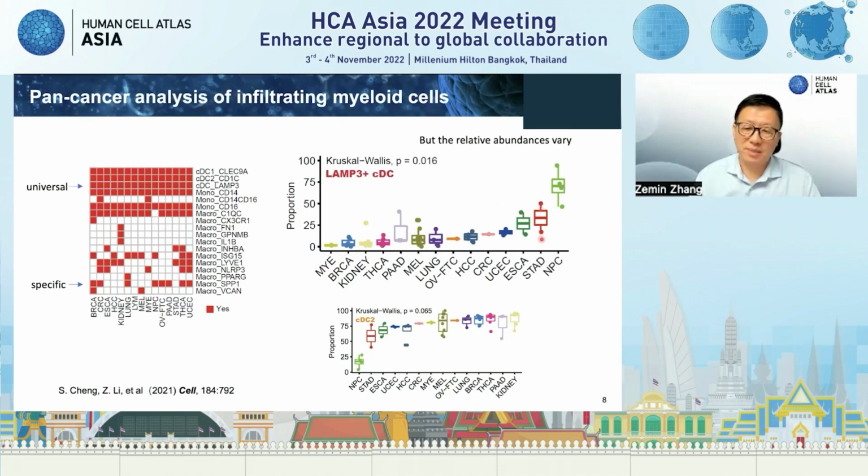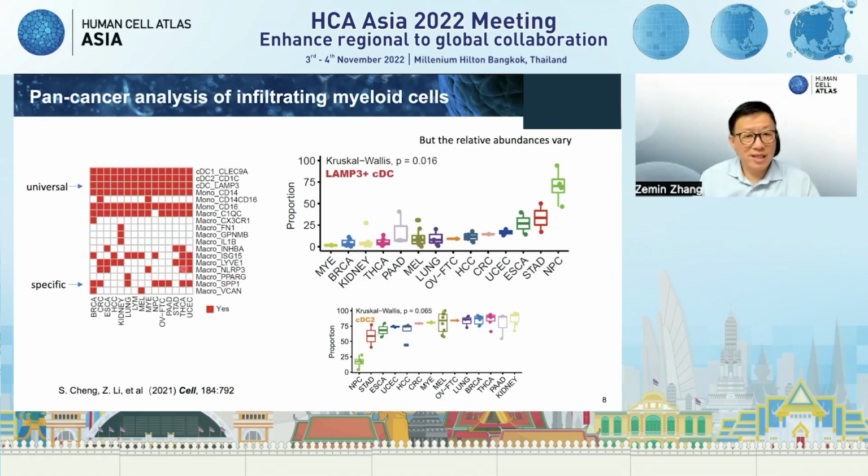Nasopharyngeal carcinoma and stomach cancer, for example, have very high levels of LAMP3 DCs, as opposed to breast cancer and kidney cancer. By contrast, some other cell types like cDC2 have very little variation across cancer types. Some other cell types like SPP1 macrophage cells are only found in about half of the cancer indications, but not others.